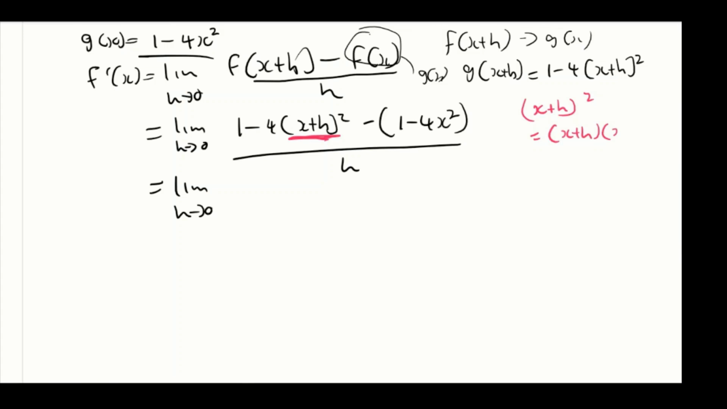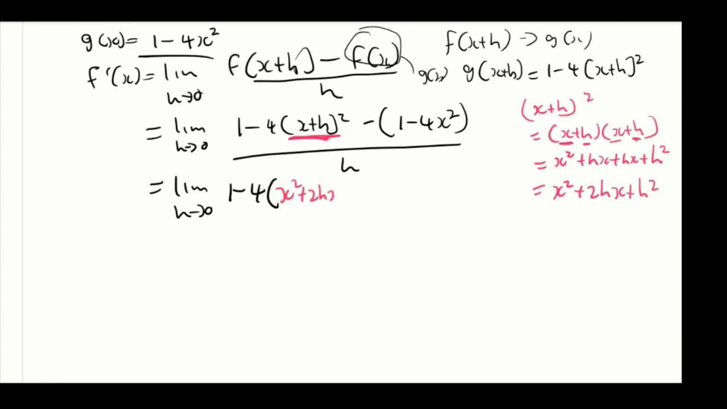So giving you x to the power 2 plus, let me write it properly. It's going to give us x squared plus 2hx plus h squared. So you're going to write that here. It's going to be 1 minus 4 into, you write x squared plus 2hx plus h squared, minus into 1 minus 4x squared, divided by h.